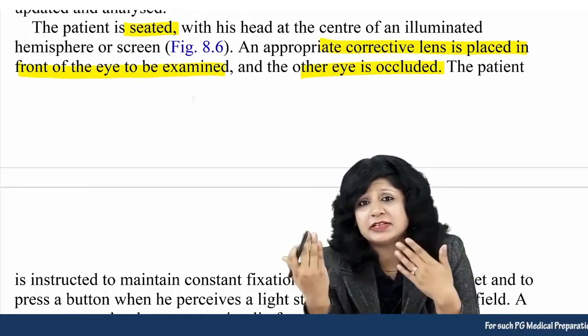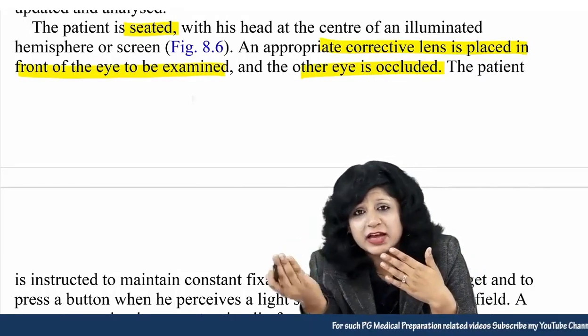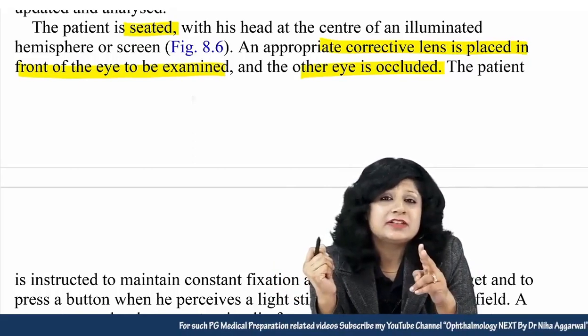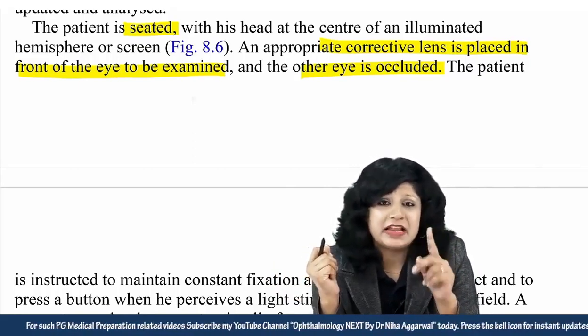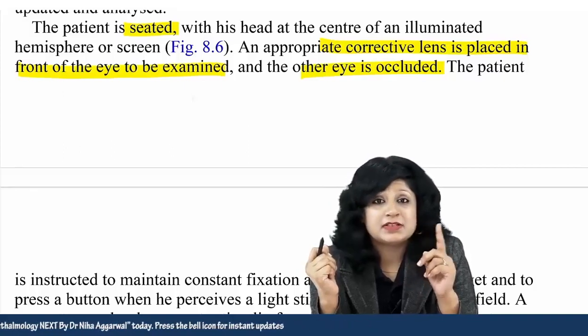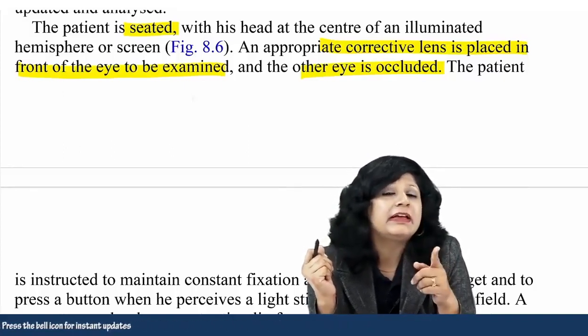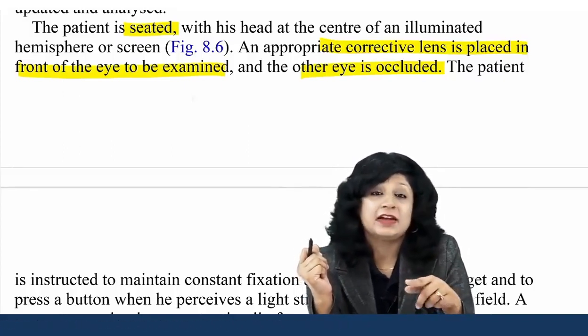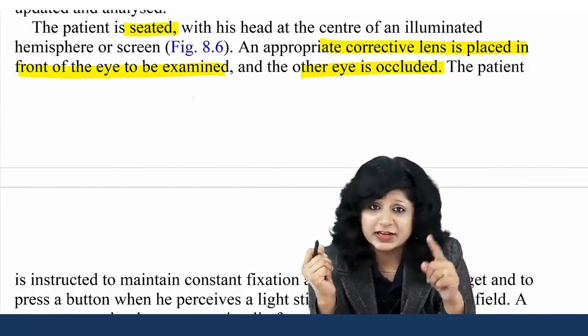Each eye has to be tested individually, so you have to occlude the other eye. Second important thing is that you always have to give the corrective lens in front of the eye that is to be tested, because maybe the person's vision is not appropriately corrected, and that is why he may not get the adequate response on the perimetry. So that is again very, very important.